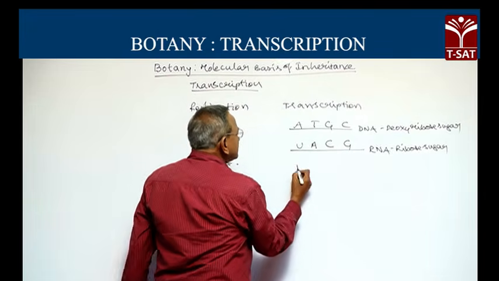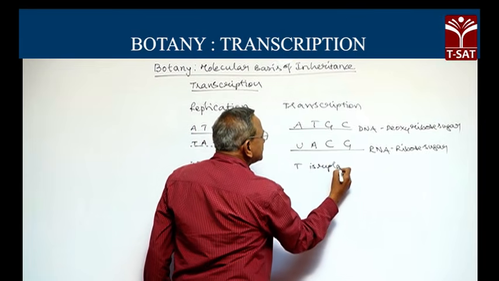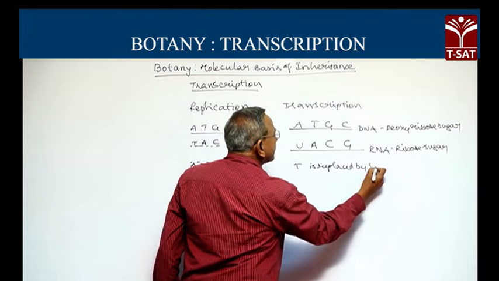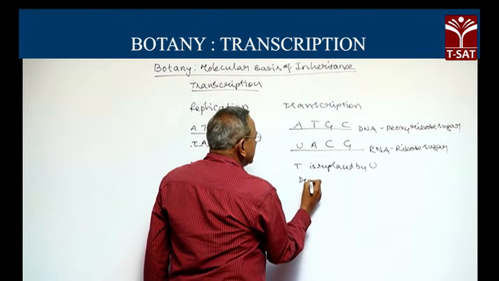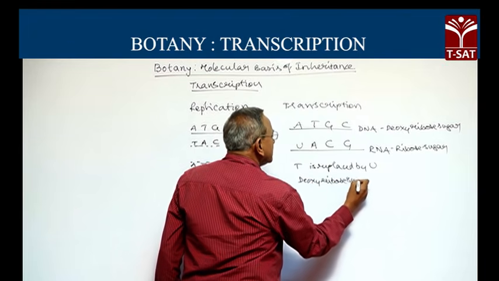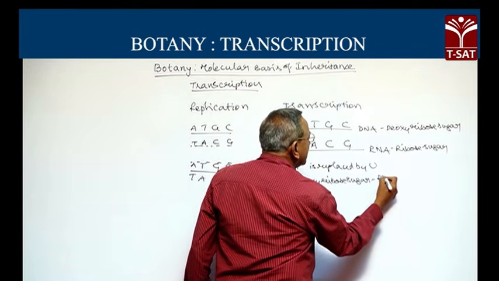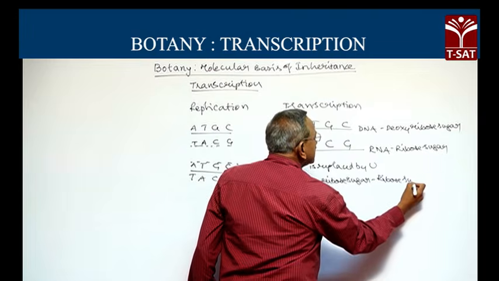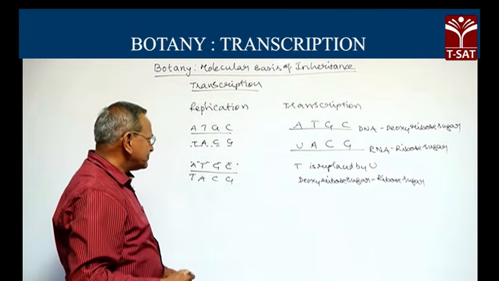So instead of T, it is replaced by U, and deoxyribose sugar is replaced by ribose sugar. So this is the difference.